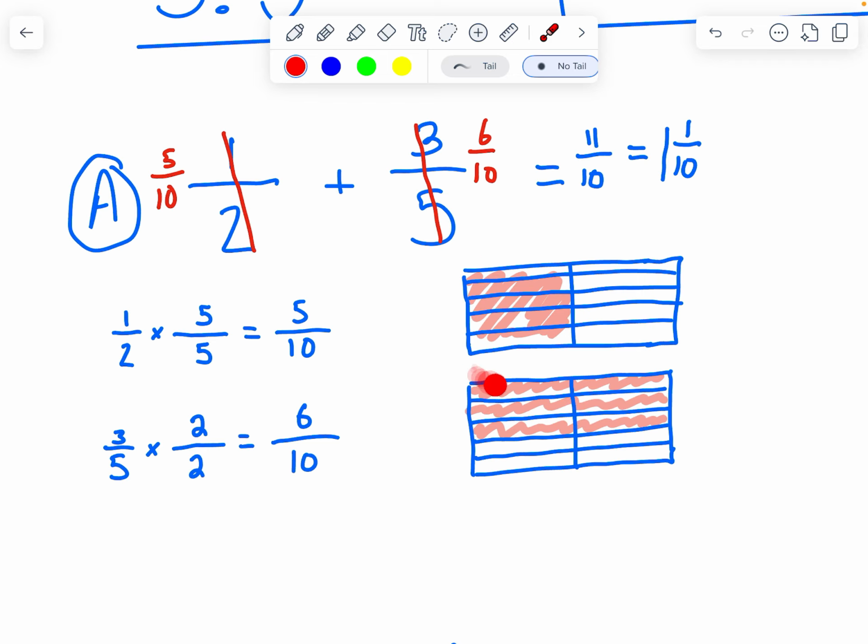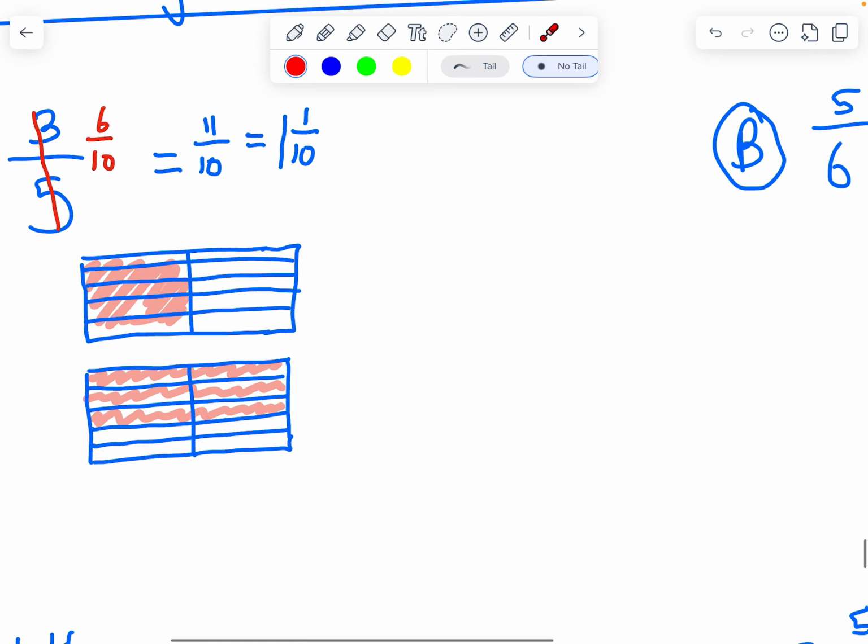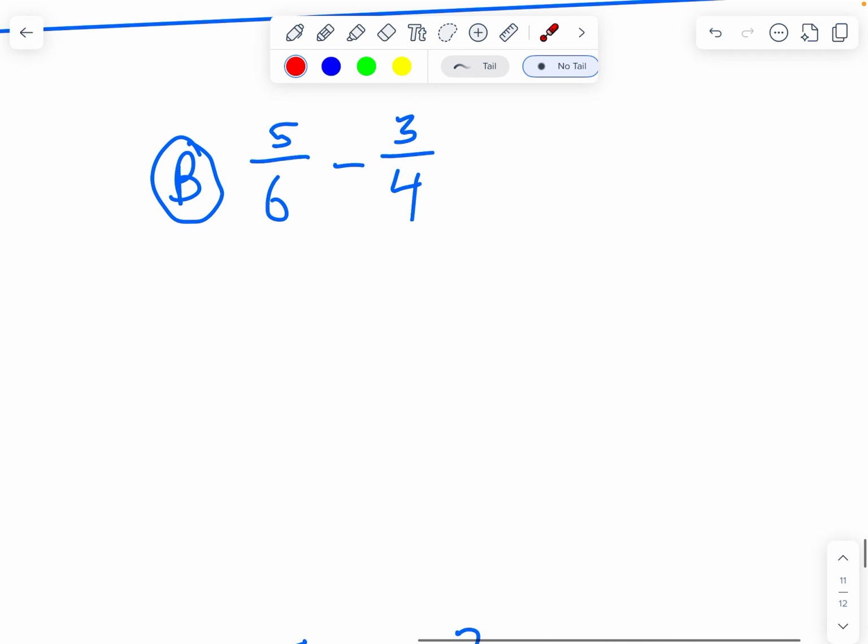and 1/2 is 5/10. And when I put these together, I'm going to have 5, 6, 7, 8, 9, 10, 11 tenths. Or I can take 3, 4, 5 of these pieces, put them up here. That makes 1 whole, and there would be 1 piece left, 1 and 1/10. Boom. Tell your friends. Okay, let's try B.